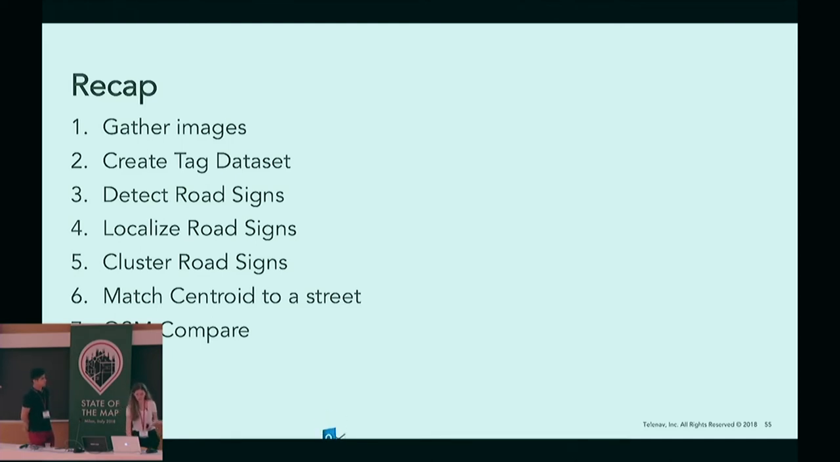Okay, so let's make a small recap of what I've discussed so far. The first step was to gather the images. The next one was to create the tag data set. Then we trained the algorithm with the manual tagging that we have done to detect road signs, localize them, cluster them, and match the cluster to the street that it affects. The last step is to run the OpenStreetMap compare that Bogdan talked about, to see only the detections of the signs that are not currently in OpenStreetMap.